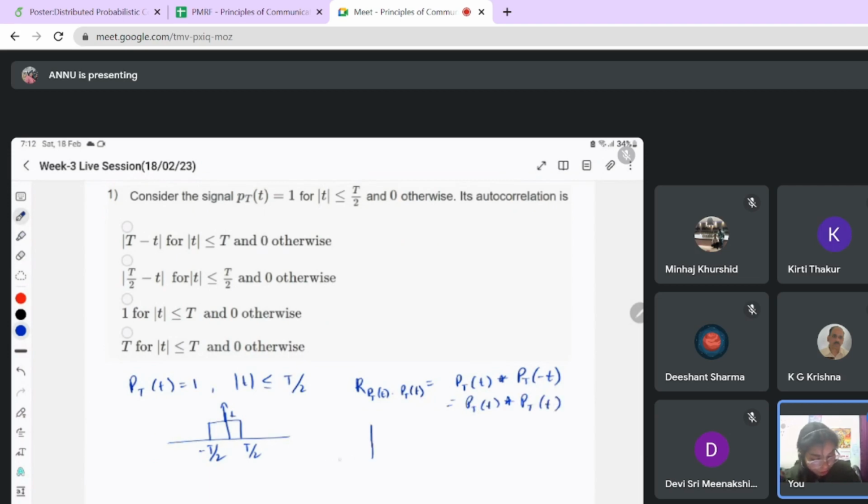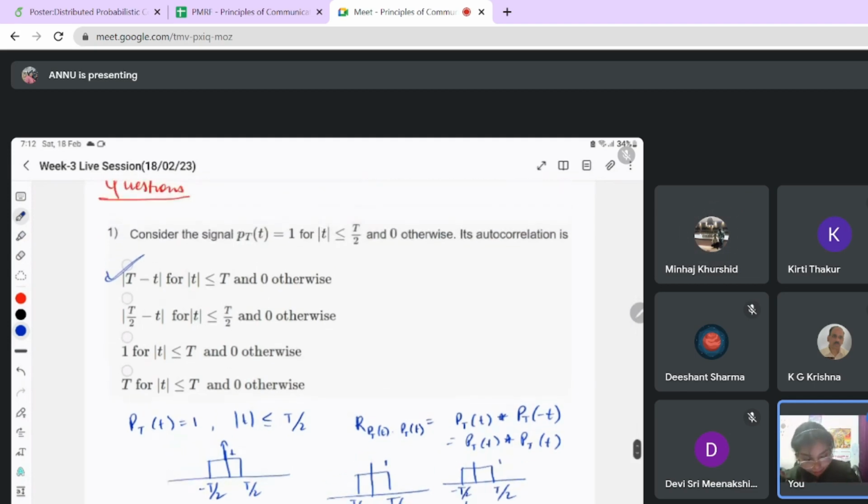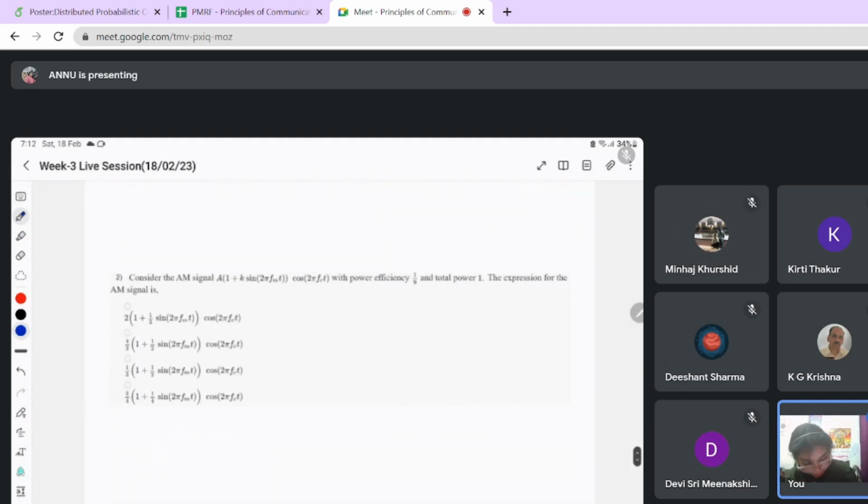You know that the convolution of a rectangular pulse with a rectangular pulse is what? It is a triangle. But you have to remember that this is from minus T by 2 to T by 2, so the result extends from minus T to T. Here you will have the slope. So you can write it in terms of this. So the answer is 1. I think everybody can understand this. So let us move to the next question.